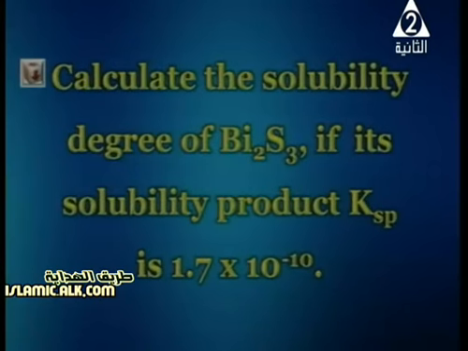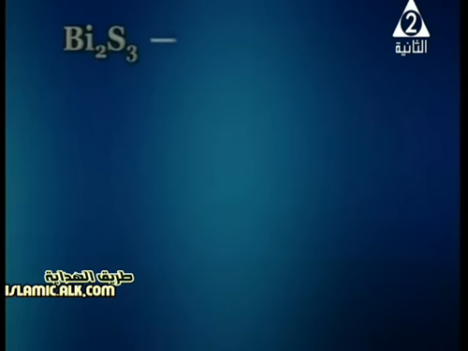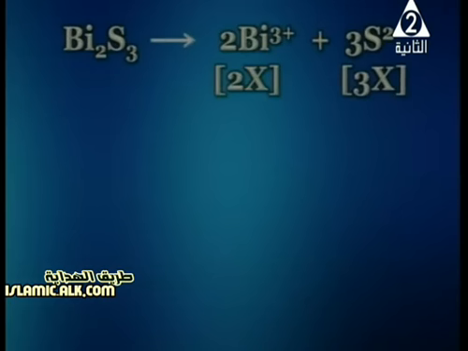Next type of question, my dear student, is a problem. Calculate the solubility of bismuth sulfide if its solubility product Ksp is 1.7 times 10 power negative 10. Solution. As the ionization equation of bismuth sulfide gives 2 bismuth ions and 3 sulfide ions, the concentration of bismuth is 2x and sulfide is 3x.